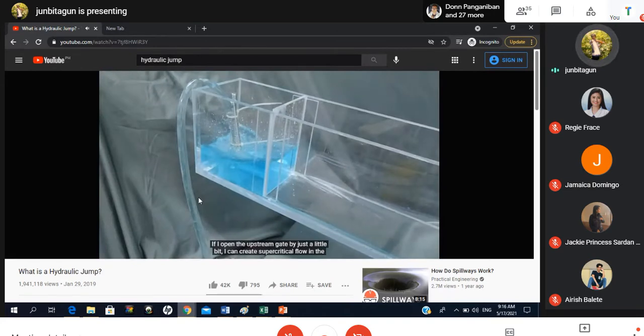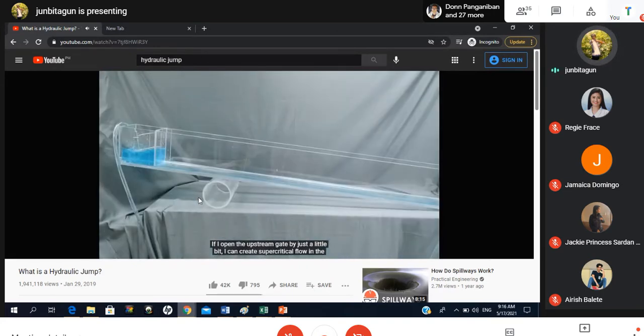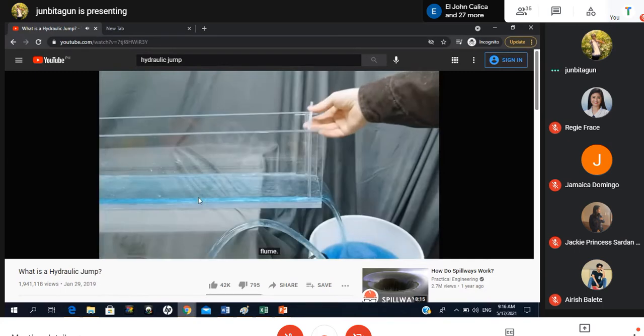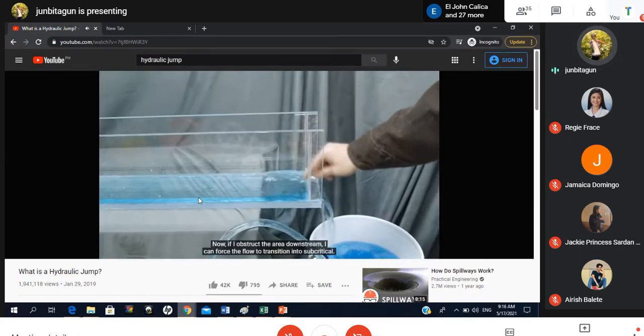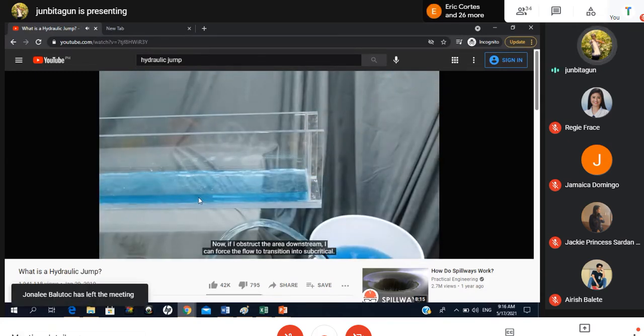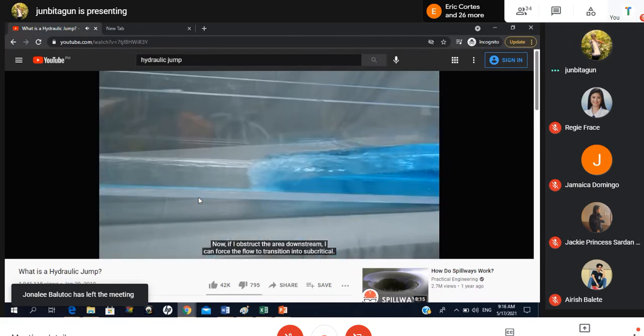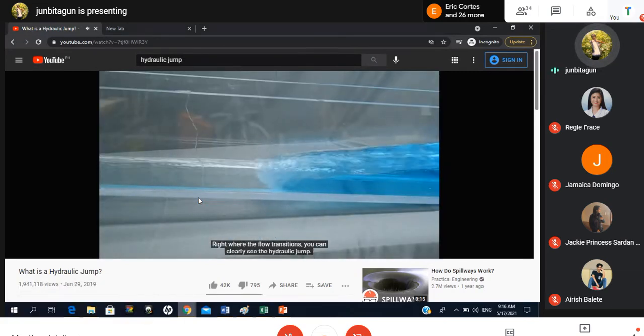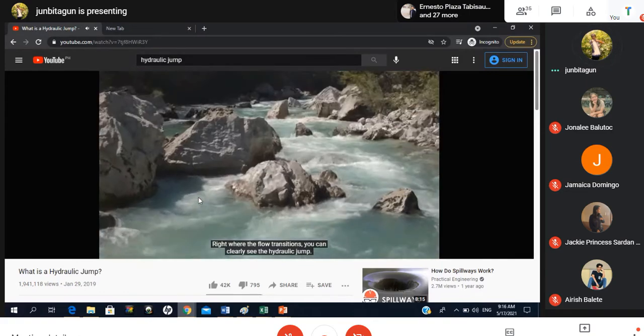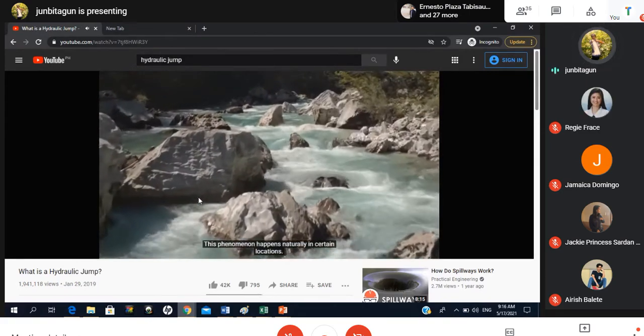If I open the upstream gate by just a little bit, I can create supercritical flow in the flume. Now, if I obstruct the area downstream, I can force the flow to transition into subcritical. Right where the flow transitions, you can clearly see the hydraulic jump. This phenomenon happens naturally in certain locations.